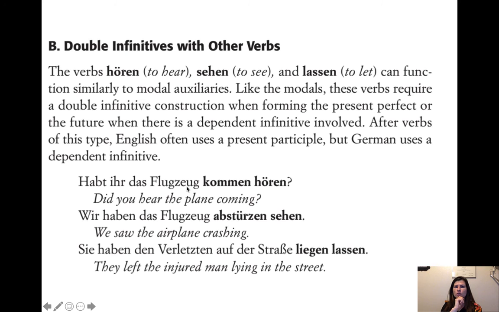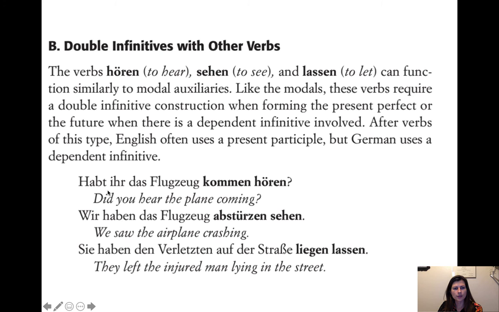And then here's another way to use double infinitives that has a different meaning. They look similar, but the meaning is a little different. So, hören, to hear, sehen, to see, and lassen, to let, can function similarly to modal auxiliaries, meaning you get the double infinitive at the end. Like the modals, these verbs require double infinitive construction when forming the present perfect or the future, two tenses we were just talking about, when there's a dependent infinitive involved. After verbs of this type, English often uses a present participle, but German uses a dependent infinitive.